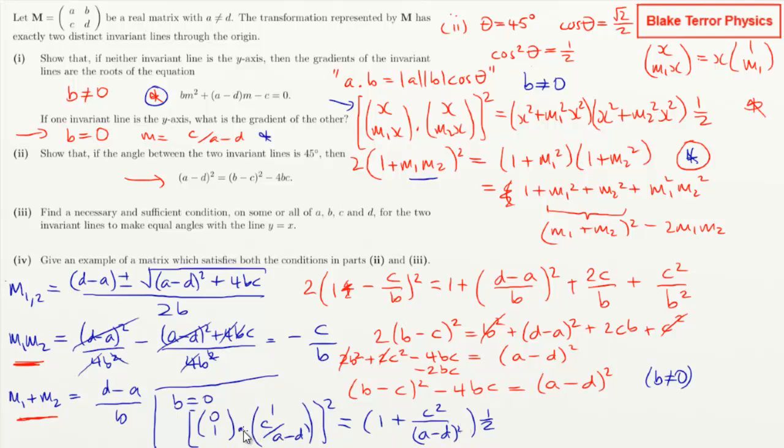So what am I getting when I do this dot product then? I'm running out of space on all of this. I'm getting c squared, and let's multiply by the 2. So 2c squared over a minus d all squared is equal to 1 plus c squared over a minus d all squared. Okay, right, so I can cancel that from both sides and say that c squared is a minus d all squared. So c squared equals a minus d all squared.